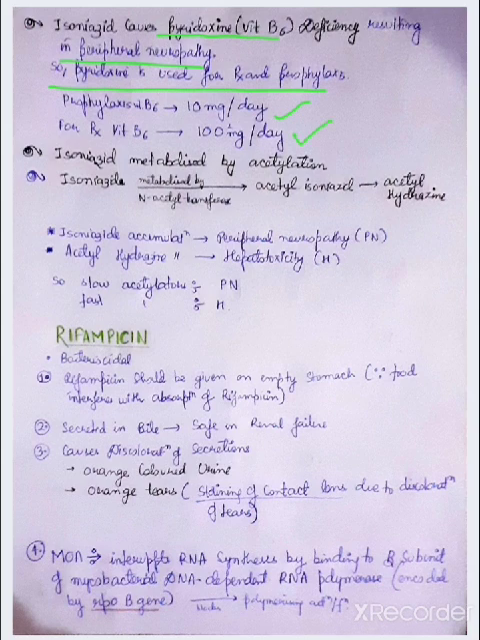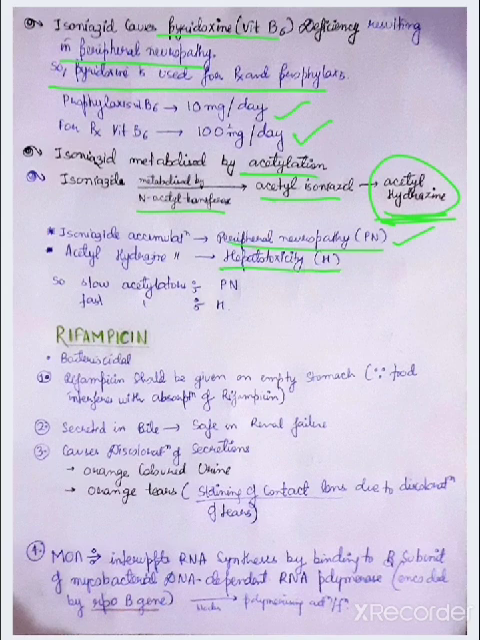Now isoniazid is metabolized by acetylation. Isoniazid is metabolized by N-acetyltransferase, which forms acetyl isoniazid and then acetyl hydrazine. If there is isoniazid accumulation, the person will have peripheral neuropathy, while if there is acetyl hydrazine accumulation, the last product, there will be hepatotoxicity. So the slow acetylators have peripheral neuropathy, while the fast acetylators have hepatotoxicity.